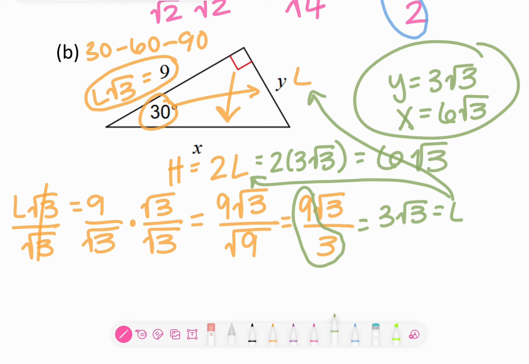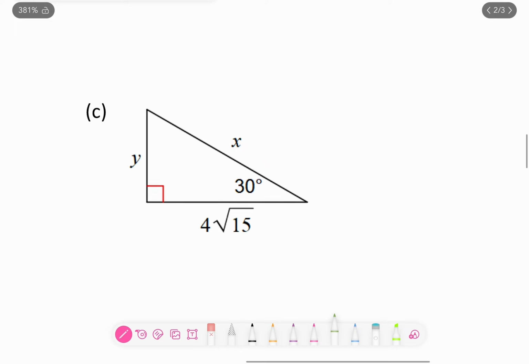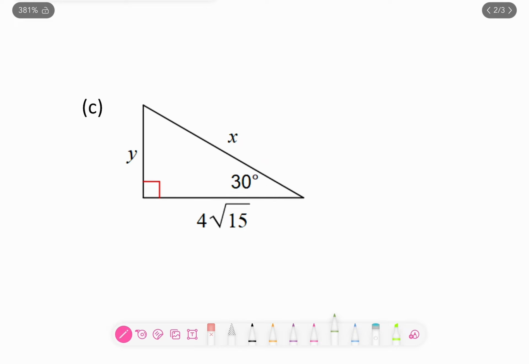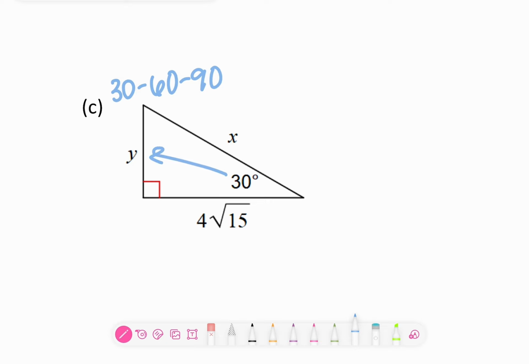Okay, that one's done. Let's look at one more. So for part C, we again have a 90 and a 30. So that means this is a 30, 60, 90. The shorter leg across from the 30 is going to be our L. Hypotenuse is going to be 2L. And then our longer leg is going to be L square root 3.